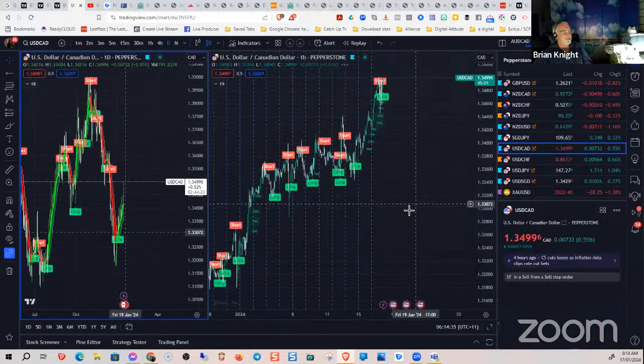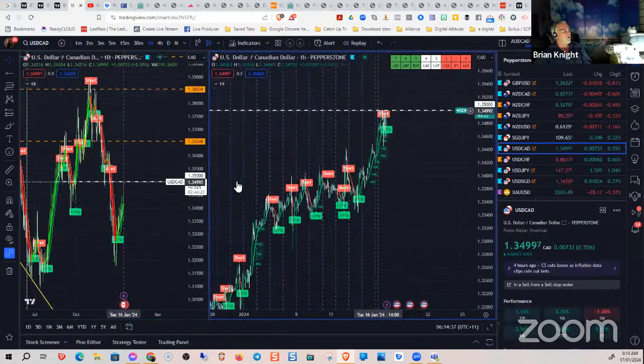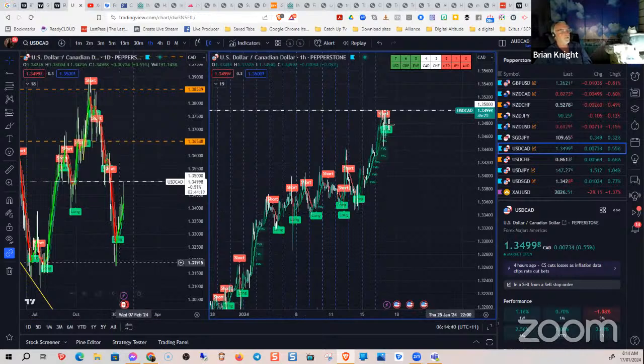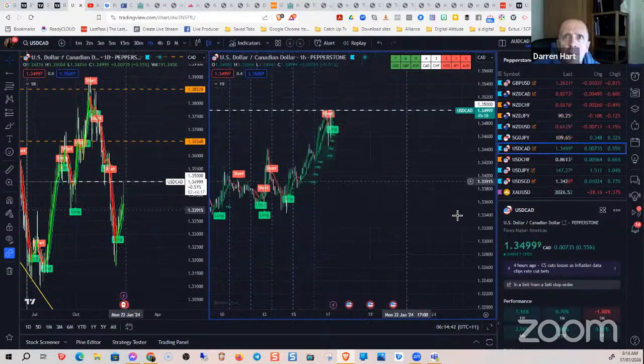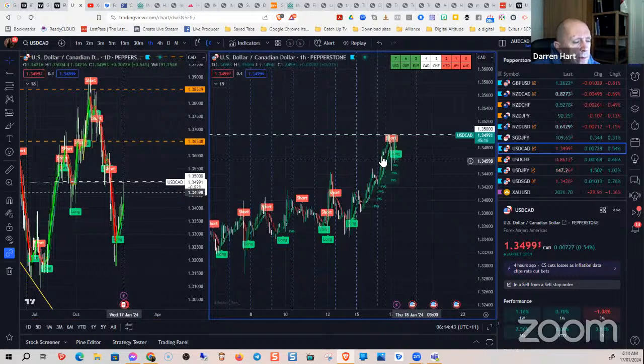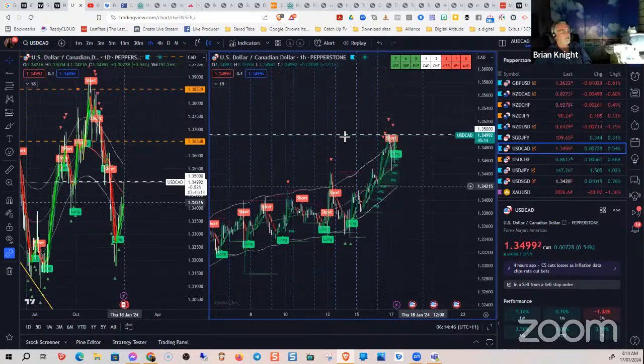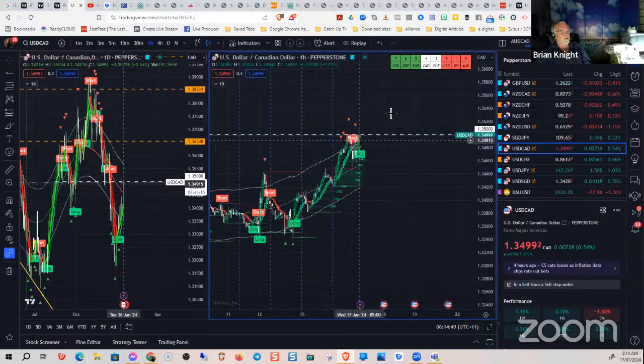USD Canadian. Fight, you buggers. Look at them. Nice push up today. I'm in it for the buy. So yeah, but you can see that there's going to be a sell for a bit, but I think this will keep pushing.